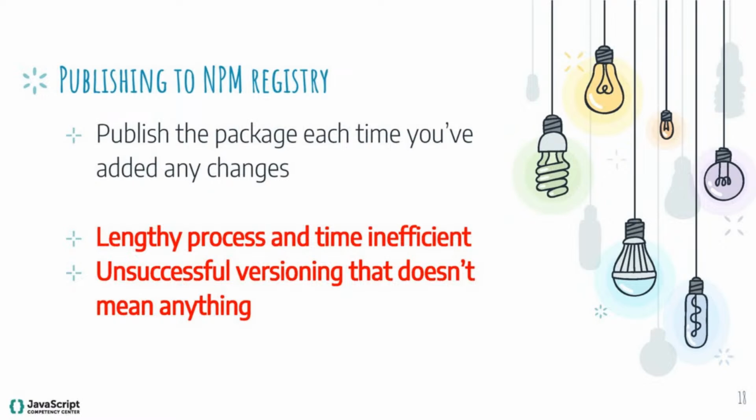An intuitive approach is to just publish the change to the NPM registry, then update it in your project where you can install and test it. It may not be a good idea, as it's a lengthy process and it's really time inefficient. On top of that, this leaves your package with unsuccessful versioning that doesn't mean anything, as you can't publish the same version twice. So you have to update the version each time you publish. Obviously, you only want to publish versions to the NPM registry when you're confident about the change you made. So what are the alternatives? On the next slide, we can see another option.